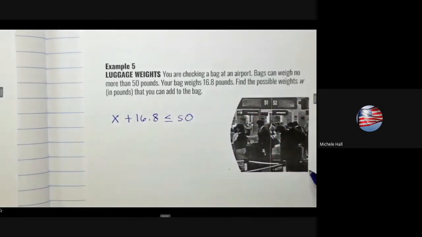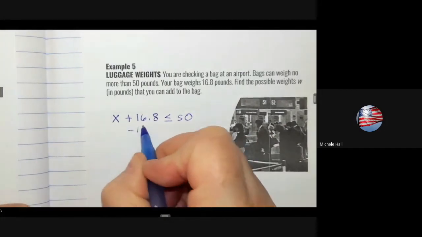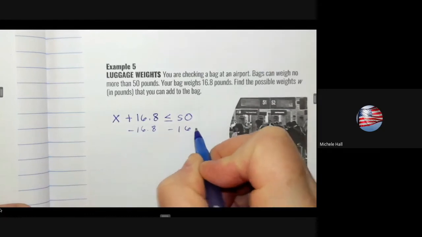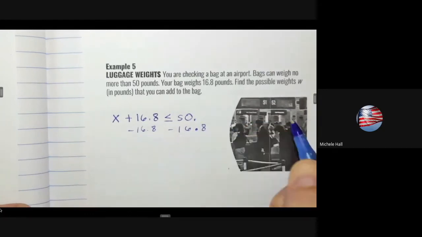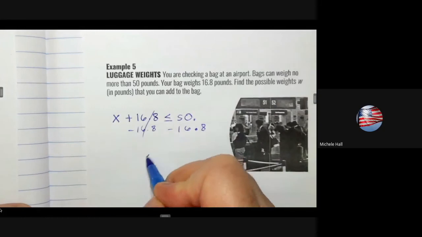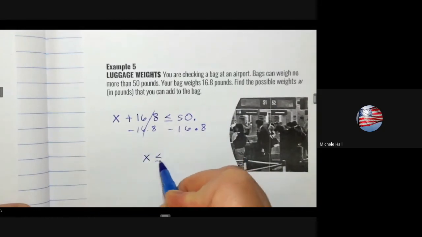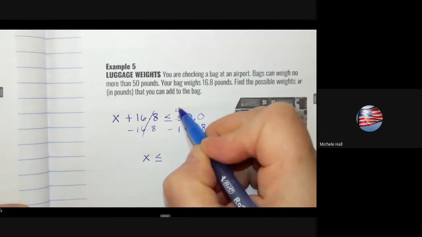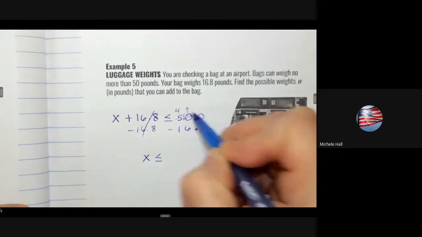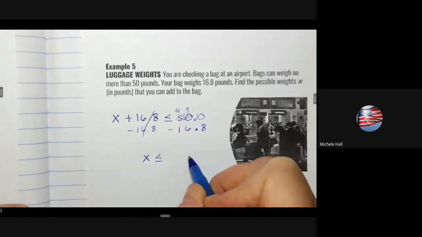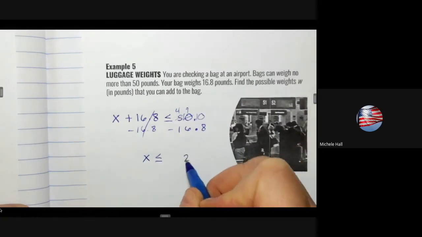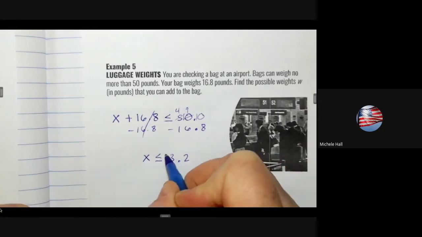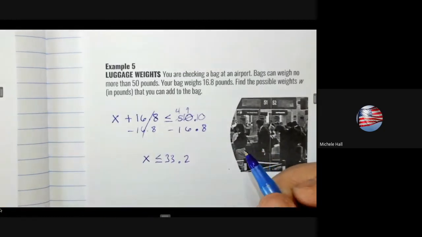And solve that inequality. Subtract 16.8, line up my decimals. And we get x is less than or equal to 33.2.